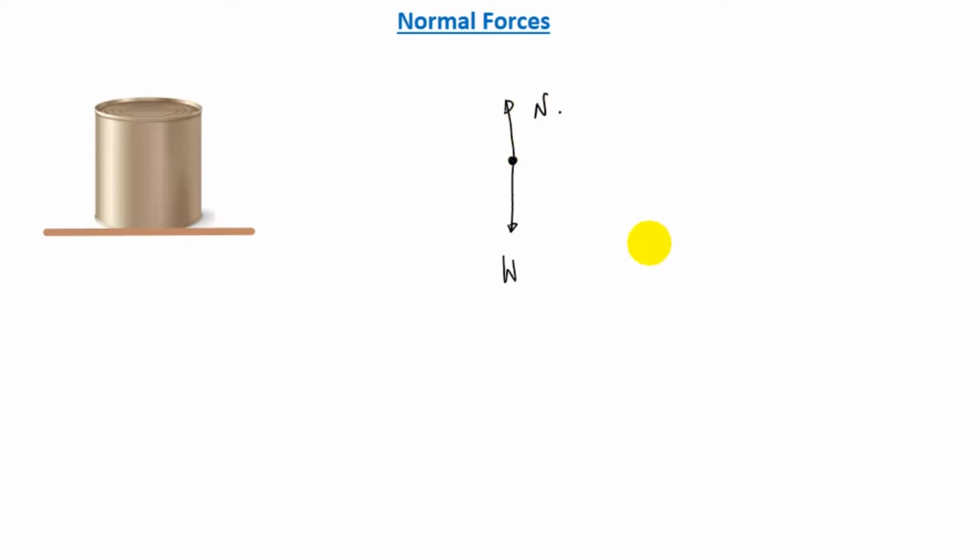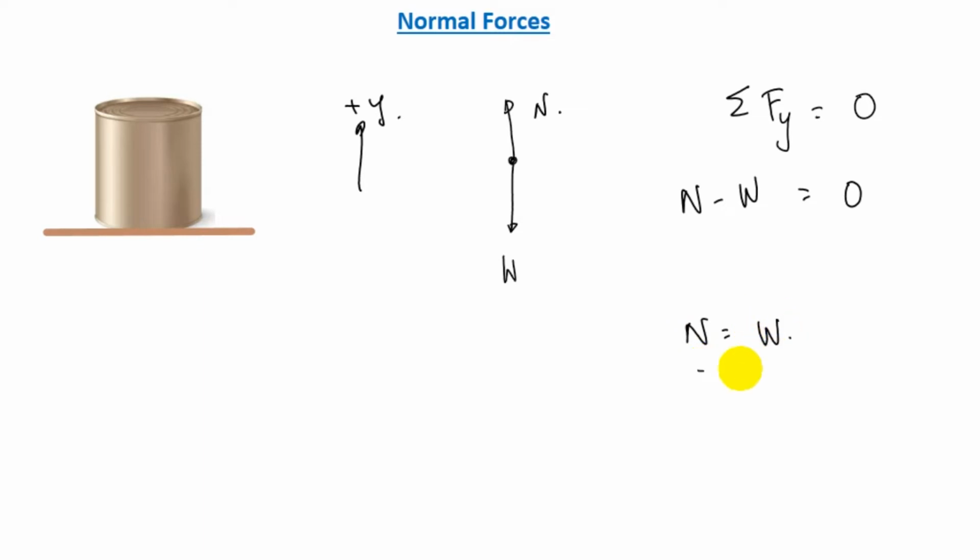And why is this called the normal force? As it is always perpendicular to the surface. Now from Newton's second law we can write that sigma Fy should be equal to 0. We have taken this direction to be positive y. So N minus W, this is the net force, this is equal to 0, and from here the normal force comes out to be equal to the weight of the object. Now for this case, normal force is equal to the weight, but this is not always true. Let's see some other examples.